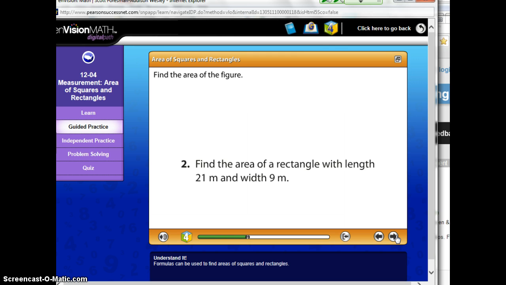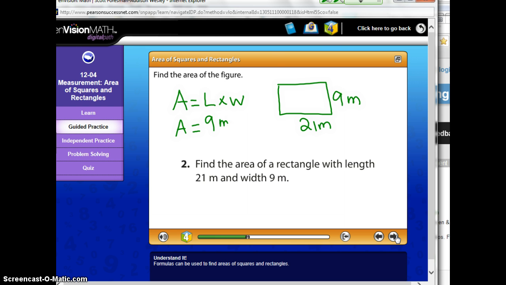Find the area of a rectangle with the length of 21 meters and a width of 9 meters. Remember, area of a rectangle means length times width. So what should I do, Emma? 9 times 21. Thank you. 9 meters times 21 meters. And let me know when somebody has an answer for me. I'm impressed with those of you who just did this in your head. Natasha?